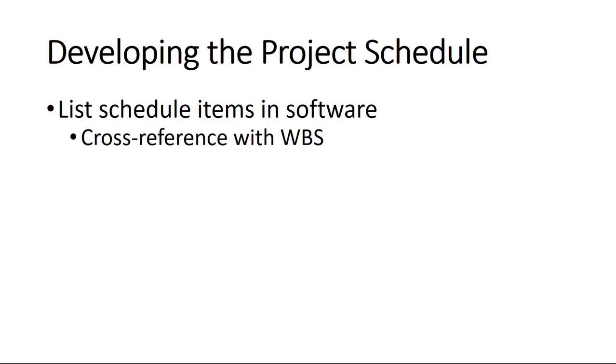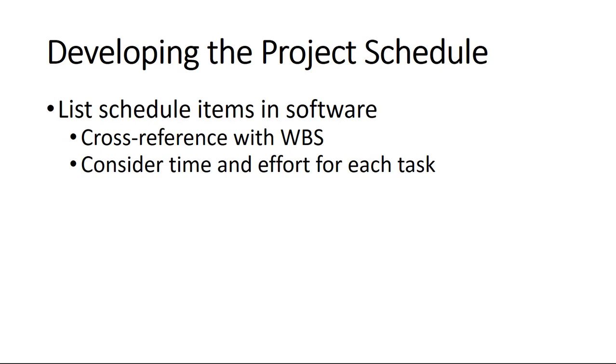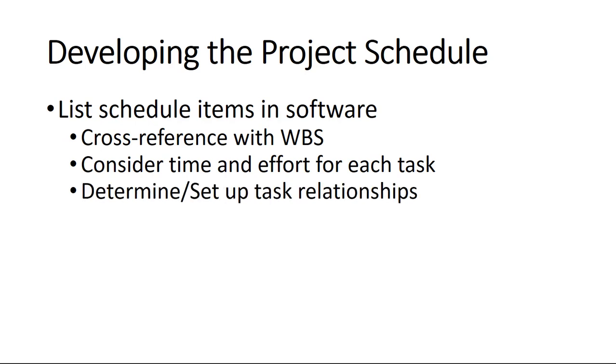Well, as you're listing your scheduled items, you're going to be cross-referencing with your WBS. That way you make sure that you've addressed everything that's going on. Then you're able to consider the time and effort for each task, and allot for that in the scheduling software. Next, you're going to determine the tasks and their relationships with each other. What needs to be finished before something else can be started, and you can set that all up in the software. Then you're ready to assign human resources based on the time, strengths, availability, etc., for each person.